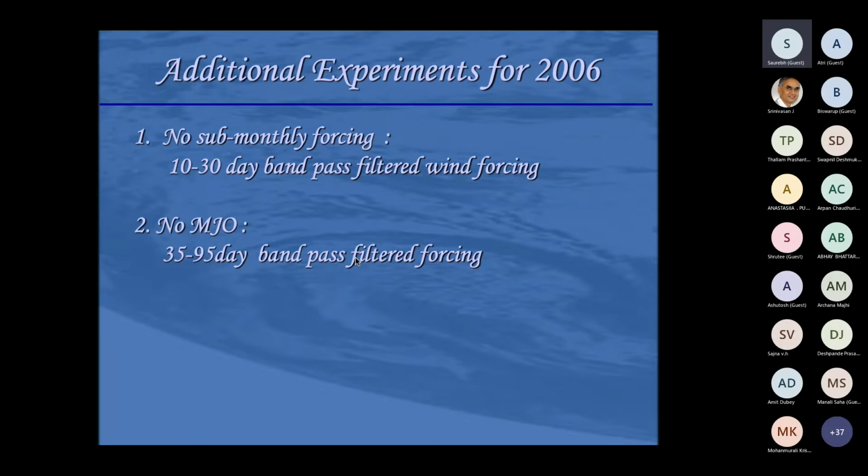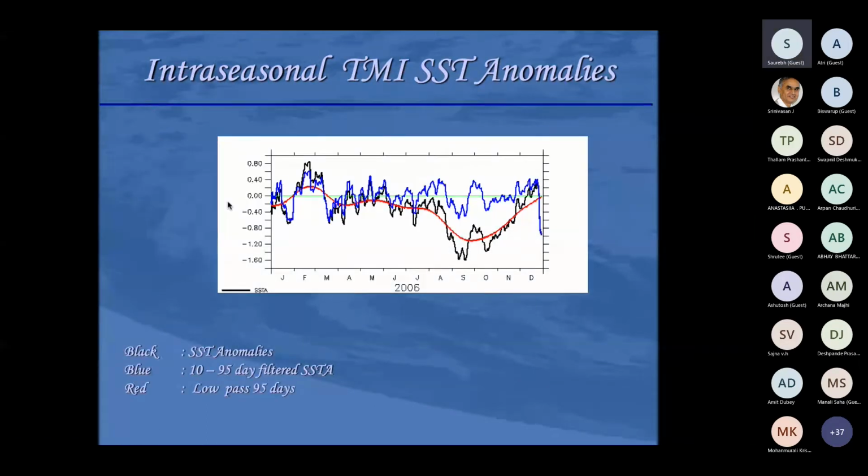So here are 2 examples. The intra-seasonal variability has 2 major components here. One of them is the Madden-Julian oscillation, which mostly appears in the 30 to 90 day frequency band, and there is the sub-monthly forcing that appears in 10 to 30 days. If you take the forcing field and remove those variabilities, you get a different kind of winds for forcing the model. So one would have the intra-seasonal forcing and the other would not have the intra-seasonal forcing.